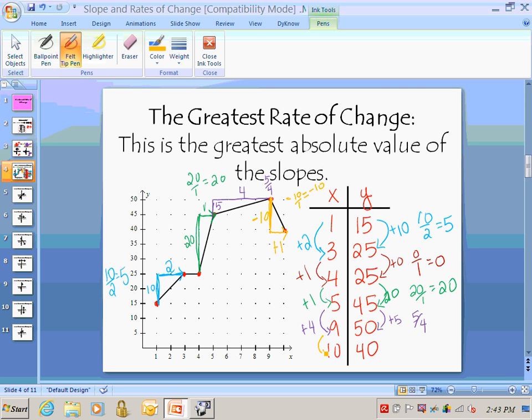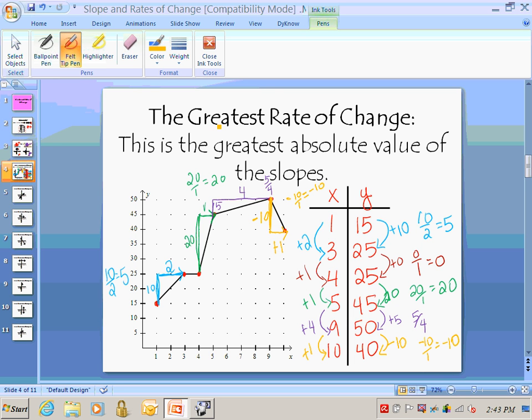So here, 9 to 10, positive 1, 50 to 40 is negative 10. So I have negative 10 over 1 to give me negative 10. So now I found the rates of change.